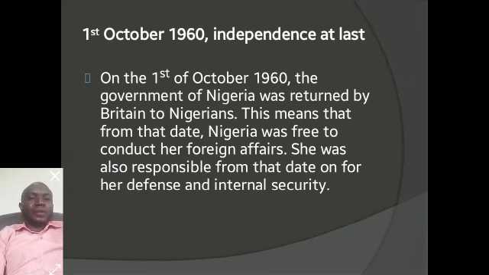Let's look at 1st October 1960, independence at last. On the 1st of October 1960, the government of Nigeria was returned by Britain to Nigerians. This means that from that date, Nigeria was free to conduct her foreign affairs. She was also responsible from that date on for her defense and internal security.